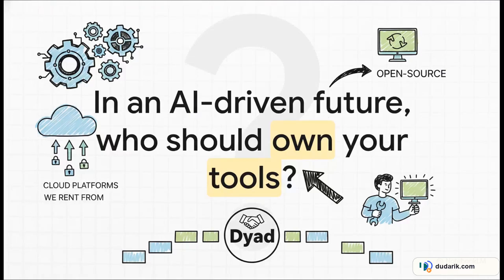And that really leaves us with this one big question to think about. As AI gets woven into everything we do, everything we build, the question of who owns and controls our tools is going to become more and more important. Is it going to be the giant cloud platforms we rent space from? Or is it going to be us, the people actually doing the building? Dyad has a pretty clear answer, and it's definitely one worth considering.